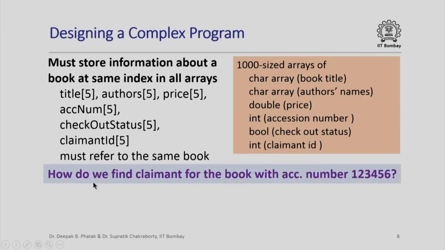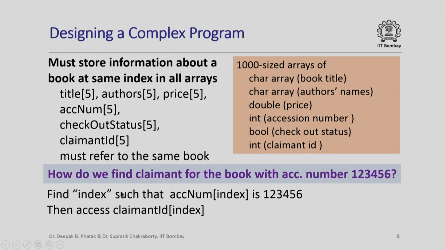Now, suppose somebody asks what is the unique ID of the claimant for the book with accession number 123456. Now, note that the claimant information is stored in one array, the accession number is stored in another array. So, how would we go about answering this question? Well, we will first have to find an index such that the array accession number at that index has the value 123456, whatever we are searching, and then we have to use that index to access the corresponding element of the claimant ID array. Now, as you would agree with me, this is an unnecessarily convoluted reasoning. I am searching one array to match the accession number, then using the index from that array to access another array to find out the ID of the claimant.